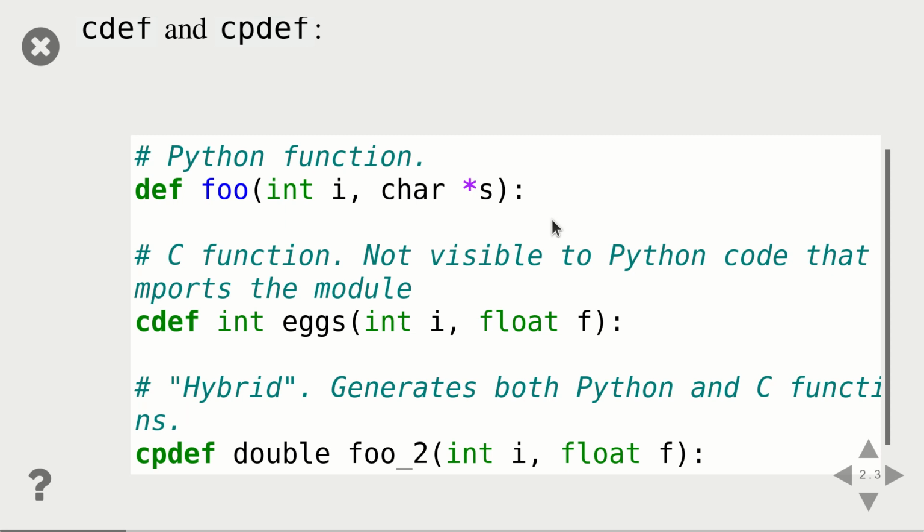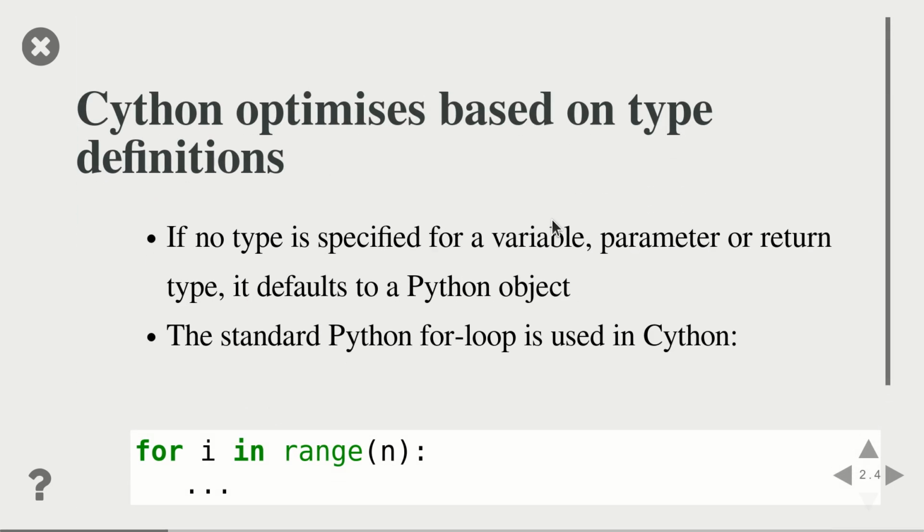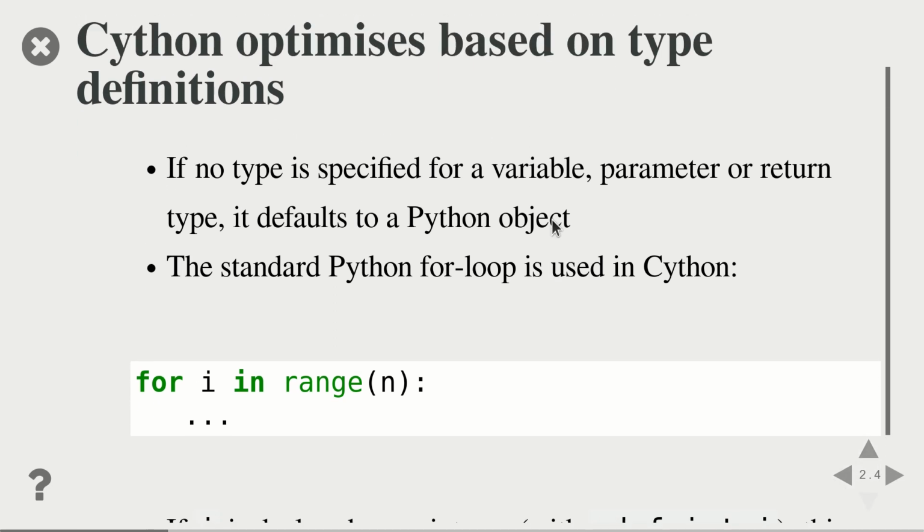So then use cdef. Again, if you have a type before the function name, that means the return value is an integer. So x returns an integer, and it takes an integer and a float. And then there's also cpdef, which generates both a C version and a Python version of that function. It uses all these type definitions that you provide to optimize the code, just like a normal C and C++ compiler can optimize your code.